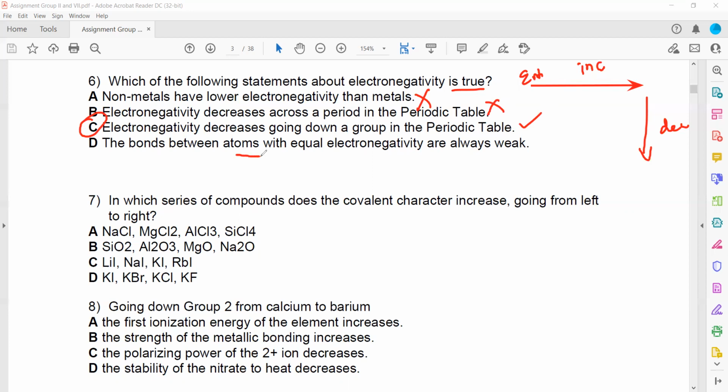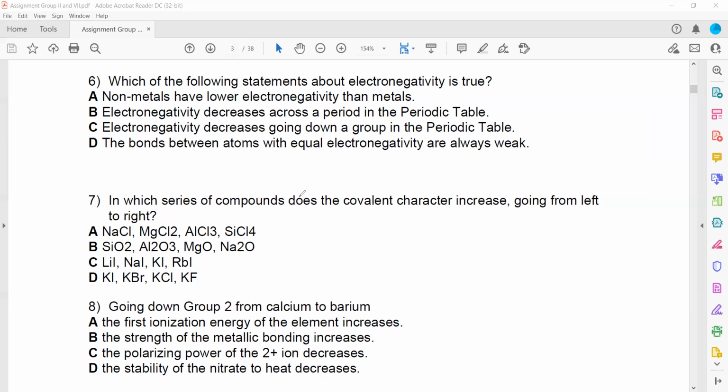And bonds between atoms with equal electronegativity are always weak. That is not the statement, because even bond strength depends on the bond length rather than electronegativity. So C is the right answer: as we go down, because the size is increasing, the tendency of an element to attract the shared pair of electrons is decreasing.